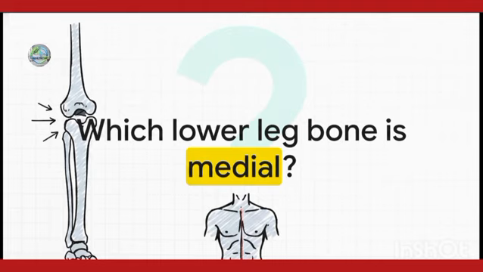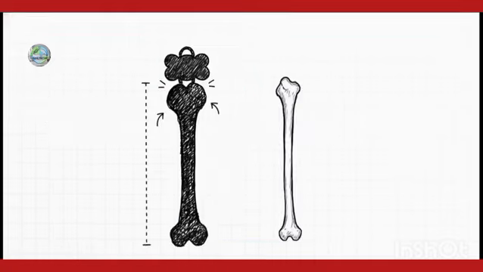Now, I want to pause our rapid-fire review for a quick active recall check. Between your 2 lower leg bones, which one is medial, meaning which one sits closer to the midline of your body? Take a quick mental guess right now. It's the tibia! Outstanding if you got that right.